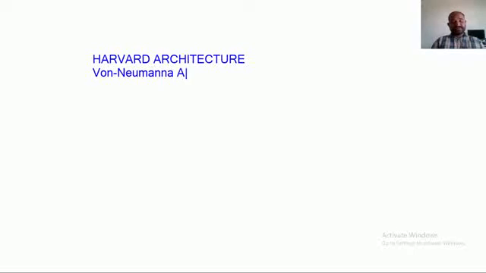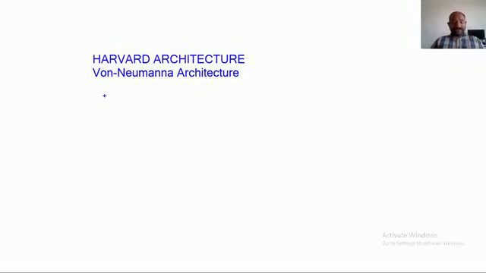One is the Harvard architecture, and another one is the Von Neumann architecture. So there are two types of architectures. One is the Harvard architecture, and another one is the Von Neumann architecture. So what exactly is the Harvard architecture and what exactly is the Von Neumann architecture is the question.